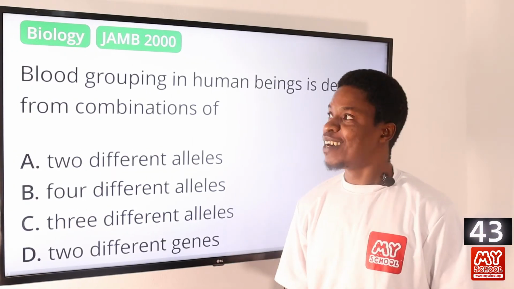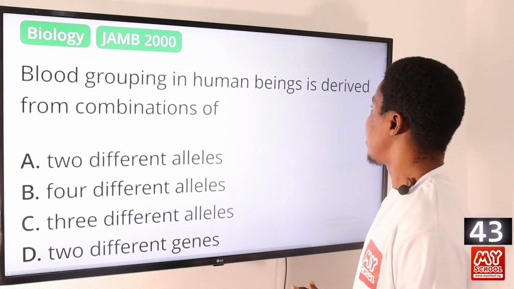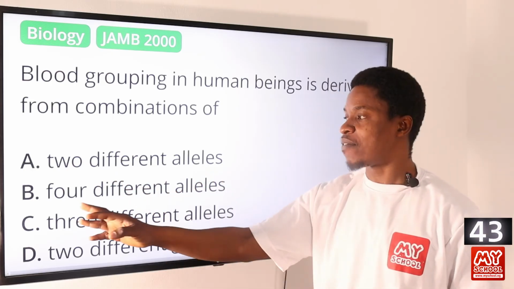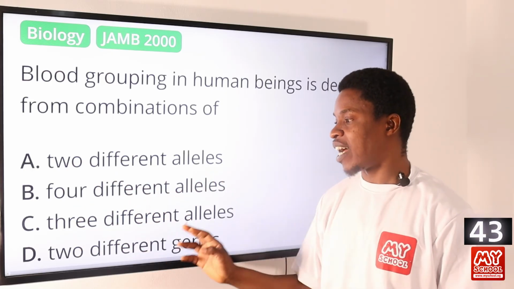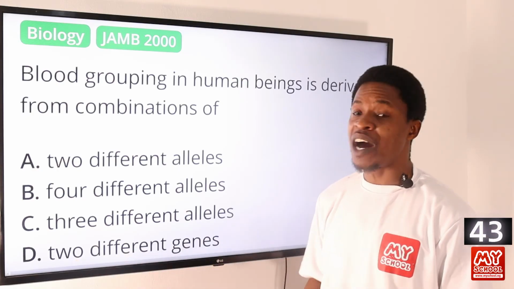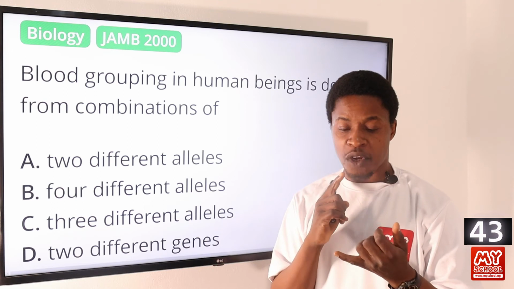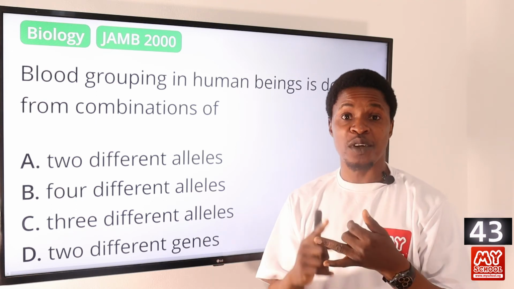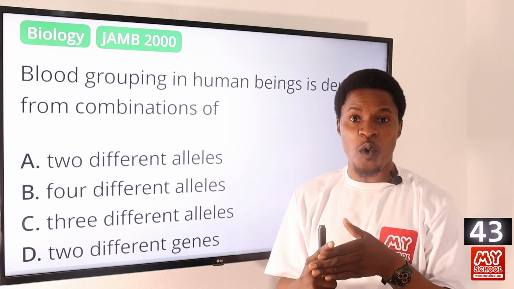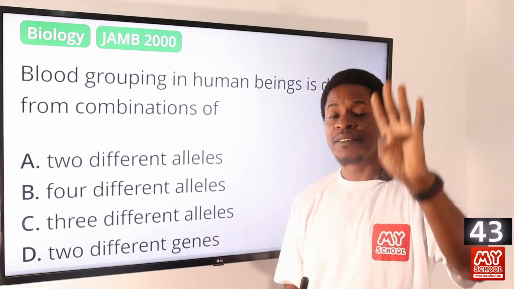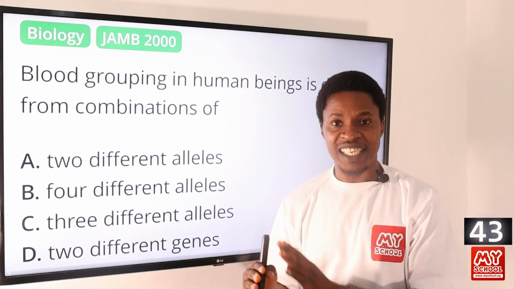Question 43. Blood grouping in human beings is derived from combinations of what? We have 2 different alleles, 4 different alleles, 3 different alleles, 2 different alleles. Now we have 4 different blood groups. In humans we have blood group A, blood group B, blood group AB, and blood group O. The 4 of them are actually being controlled by 3 different alleles in humans.